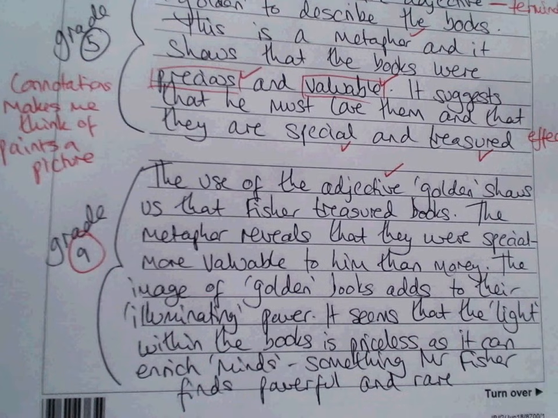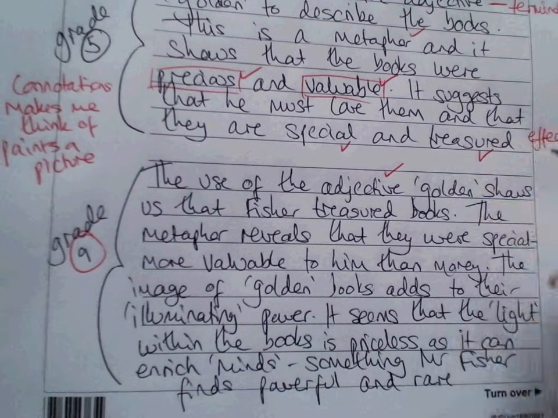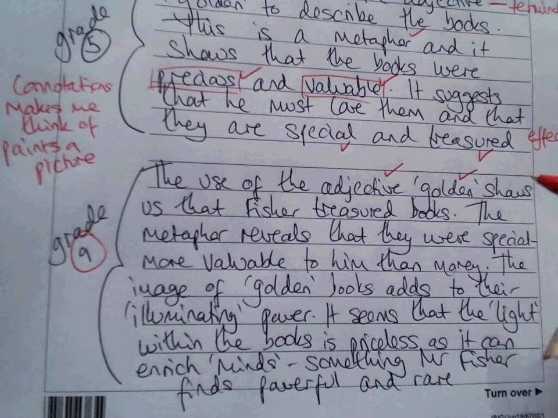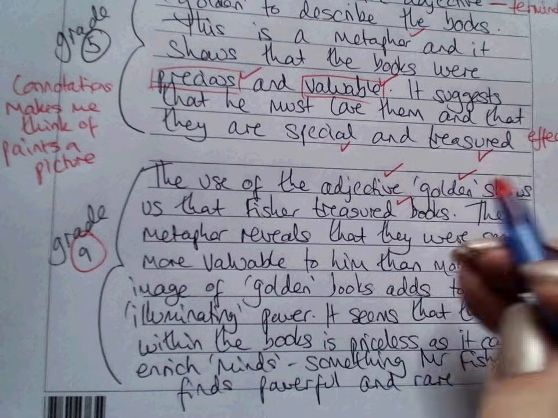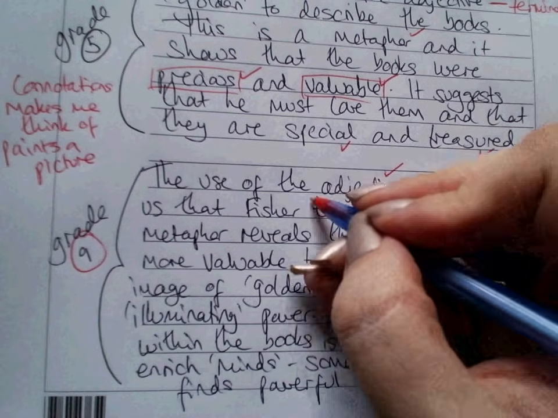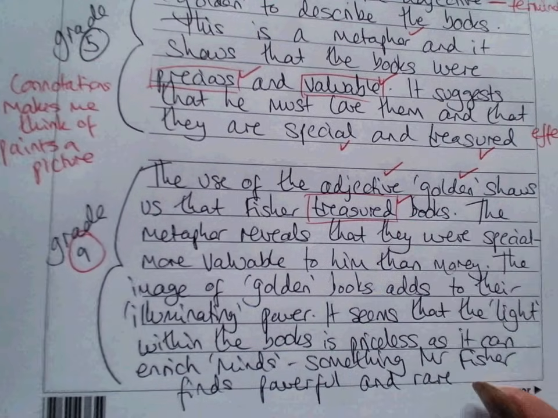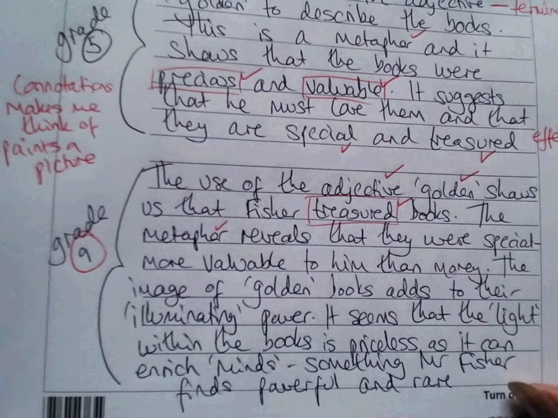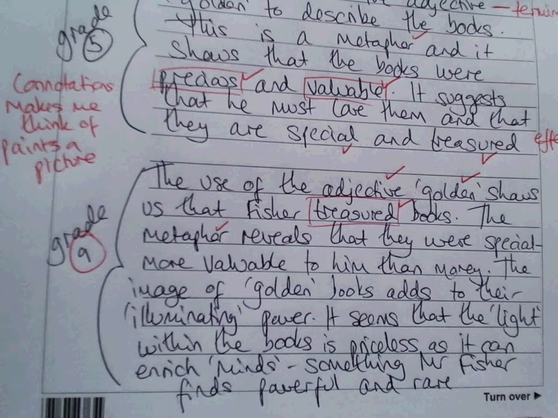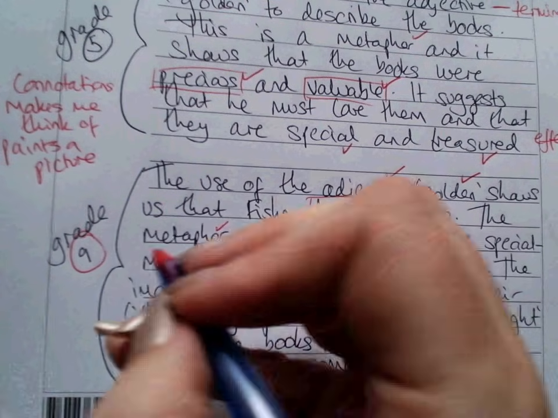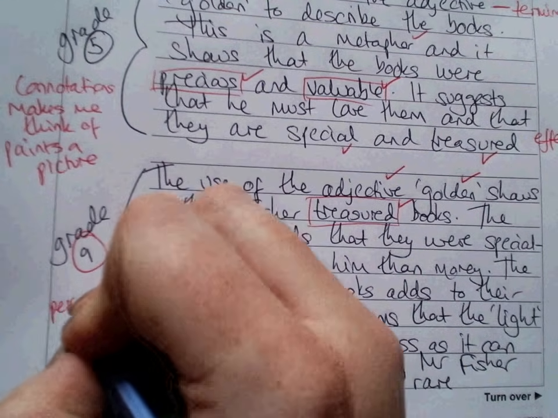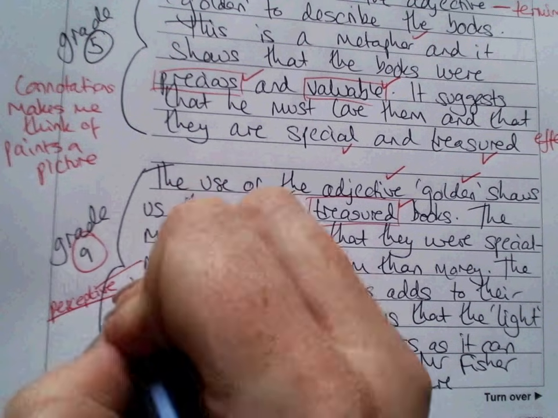It isn't. It's the quality of what you're saying, your ability to think about different meanings, think about what that word could mean and how it builds to the effects. So let's just look. We've got the same technique and the same example, and it shows us that Fisher treasured the books. Again, we made that link between golden and treasure. So the metaphor, again technique, reveals that they were special, more valuable to him than money. So at the point where I've said this, it's starting to become a bit more perceptive.